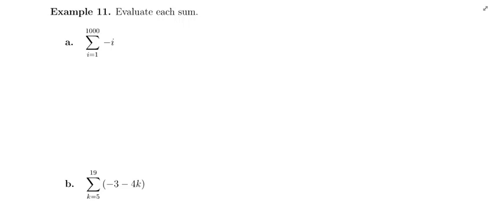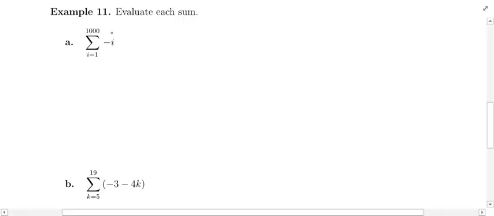All right, let's take a look at the series in part A. We're doing the sum from i equals 1 to 1,000 of the quantity negative i. To start this off, just get an idea of what you're dealing with. The terms of this sequence are defined by this expression. We're starting with i equals 1 and going all the way up to i equals 1,000.